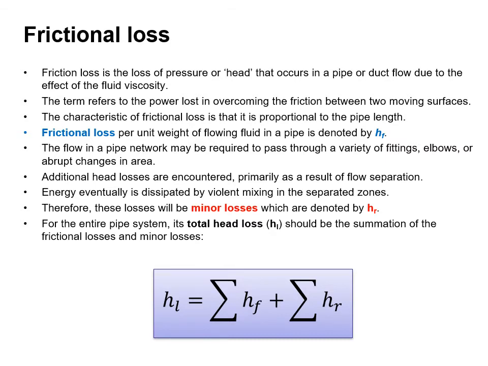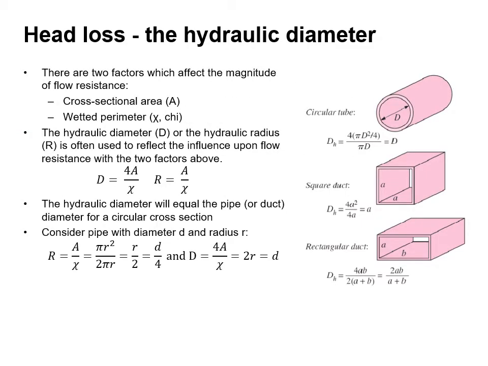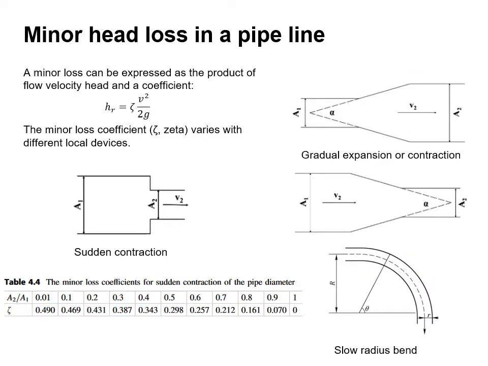minor losses. So there are two factors which affect the magnitude of flow resistance: the cross-sectional area and the wetted perimeter. The hydraulic diameter, or the hydraulic radius, is often used to reflect the influence upon flow resistance of the two factors above. The hydraulic diameter for circular, square and rectangular ducts are shown. A minor loss can be expressed as a product of the flow velocity head and the coefficient.